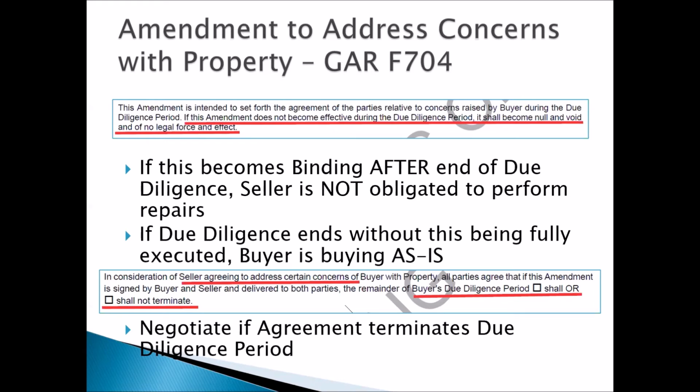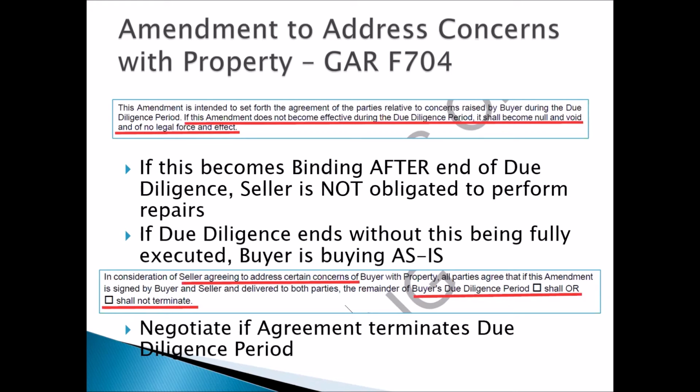Seller sends back a counter amendment to address concerns saying, I'll do A and B, but not C and D. Due diligence period comes and goes. Buyer, we're out of due diligence. Buyer then signs this and sends it back to seller. At that point, the seller is no longer obligated to perform those repairs.